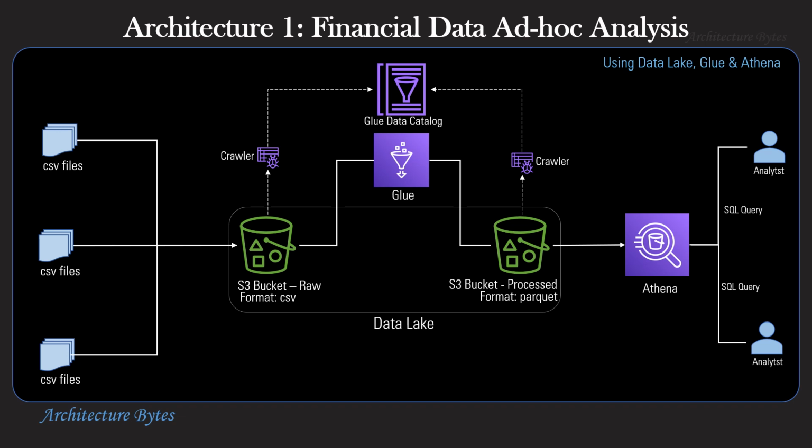A Glue crawler crawls the raw and processed data buckets to create metadata tables in Glue data catalog. A Glue job cleans and transforms the raw data to a storage and query efficient format like Parquet and saves it in the processed bucket. Analysts can now run ad hoc queries using Athena against the financial data in the processed bucket.